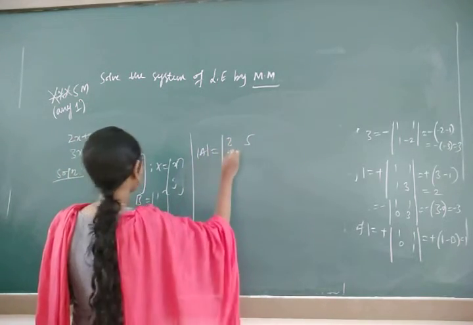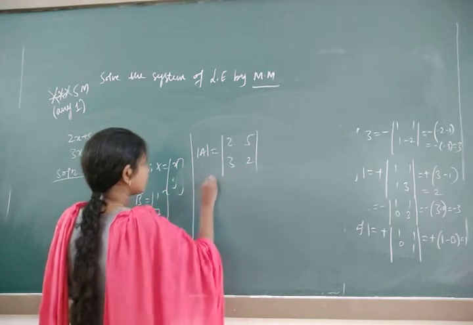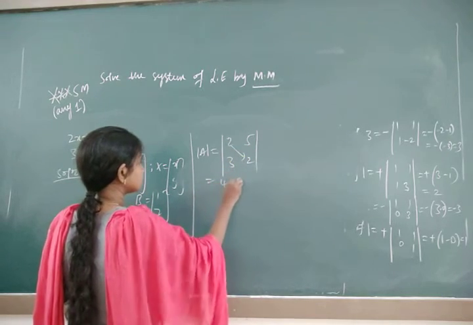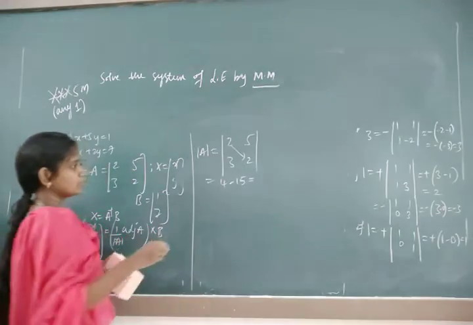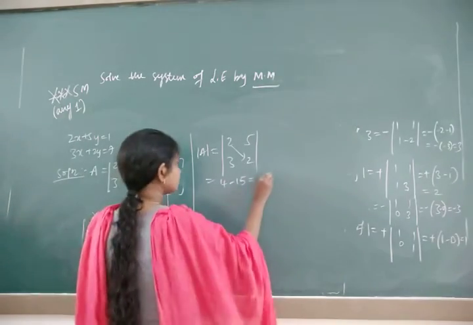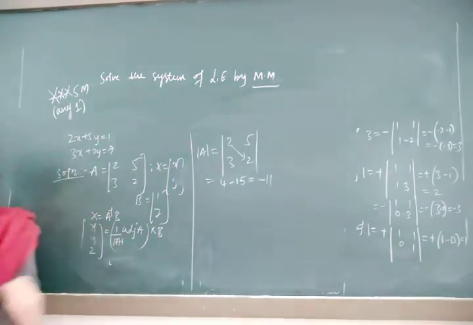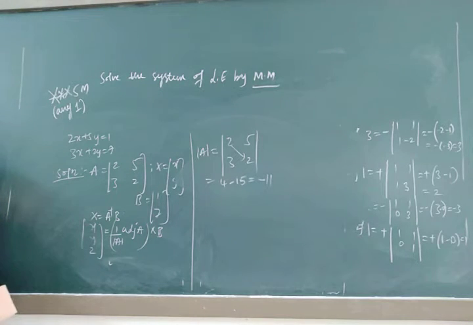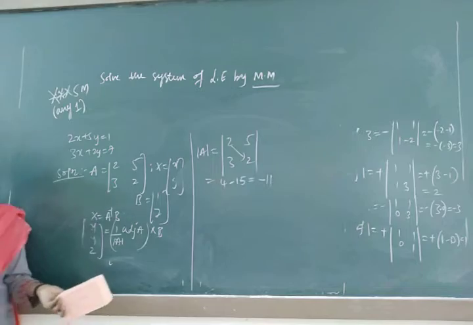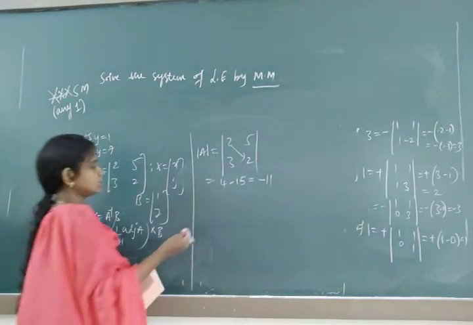Write in bar 2 5 3 2. Expand it. It's a 4 minus 15. What are you going to get? It's a minus 11. Is minus 11 equal to 0? No, it's not equal to 0. Therefore, does A inverse exist or not? Yes, it exists.